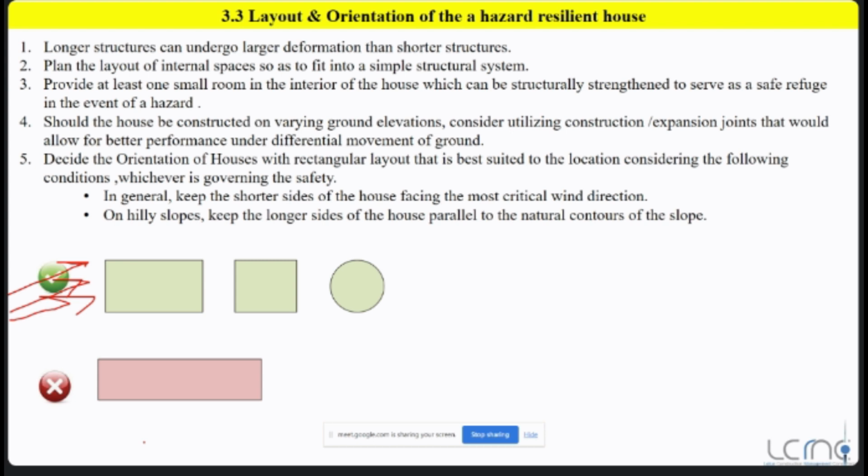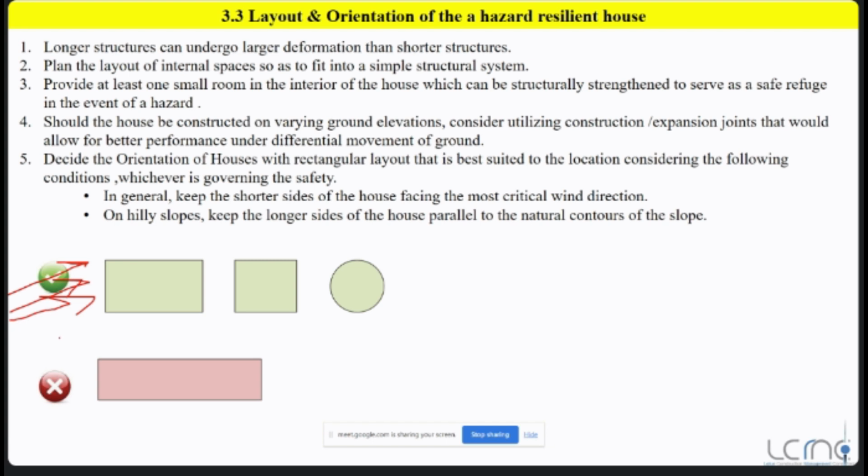So that is why you need to always refer to these maps, the wind hazard maps. Using those wind hazard maps, you can judge what your wind direction is, and face the shorter side of your structure to that wind side. That is the safest way of constructing. Otherwise, what will happen?